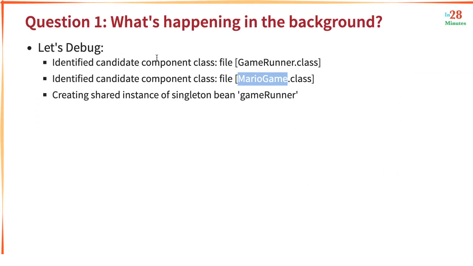Once you have the component class, Spring would try to create an instance of that specific class. In Spring's terminology, by default, it would create something called a singleton bean. It would create one instance of this class. You can see that the name of the instance it's trying to create is very similar to the name of the class. Only the first letter is made into small case. So it's gameRunner with a small g. So it's trying to create a shared instance of this bean.